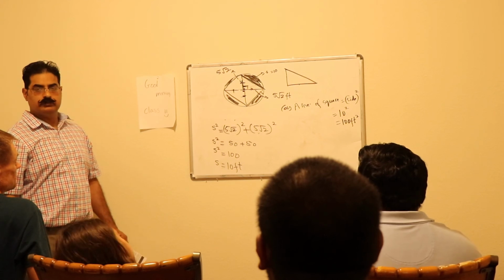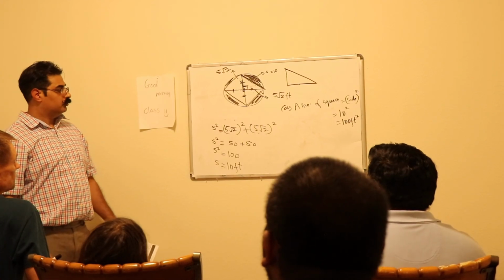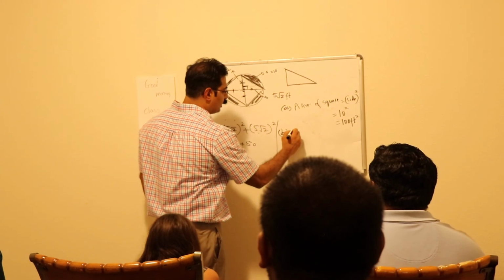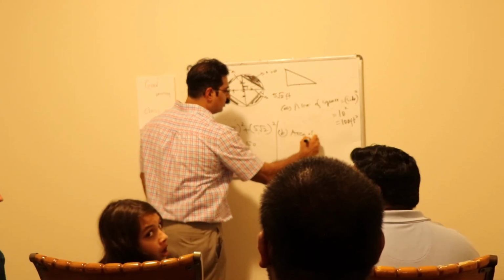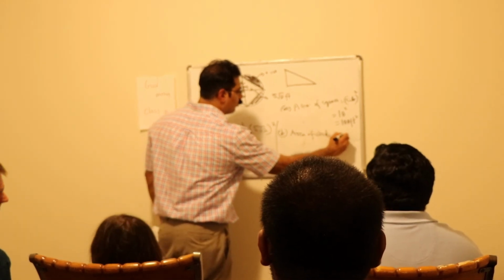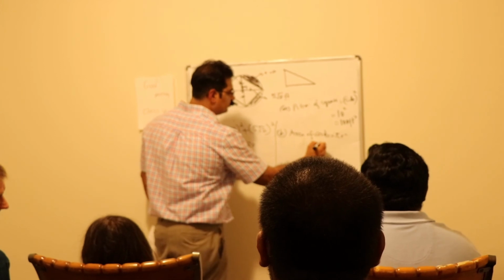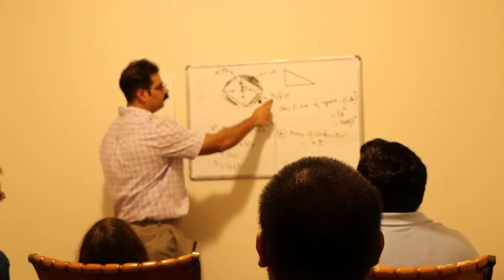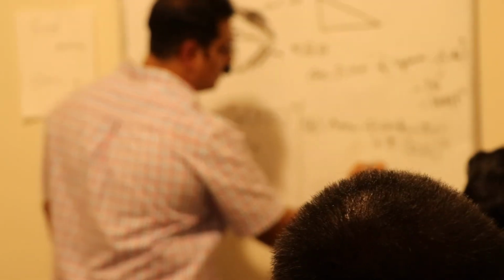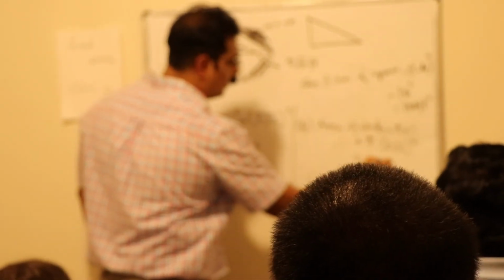We can use the formula of a circle. Area equals pi r squared. Yes, very good. So the first step would be to find the area of the circle, which is pi r squared. What is the radius? The radius is 5 square root of 2, which gives us 50 pi. That's the area of the circle.